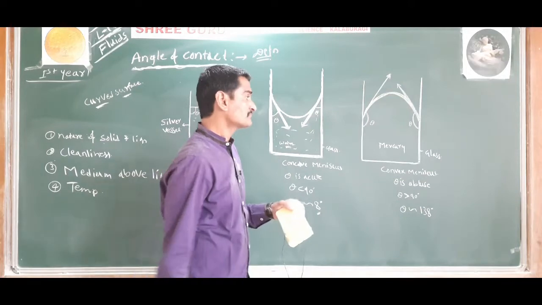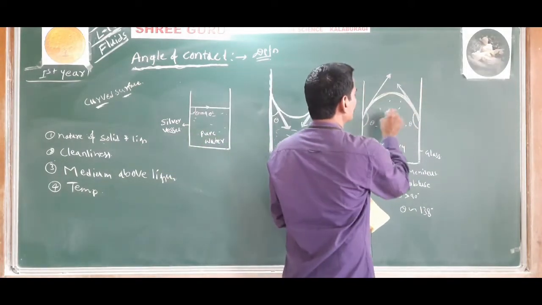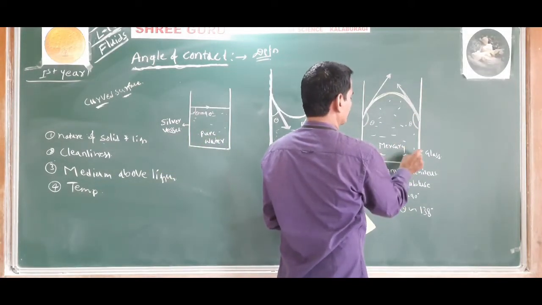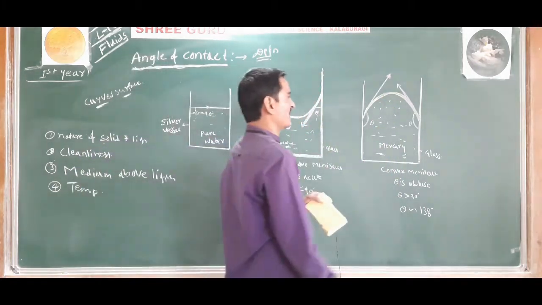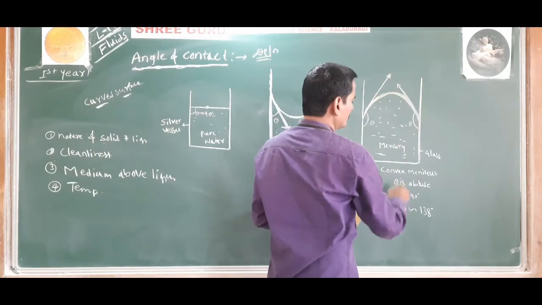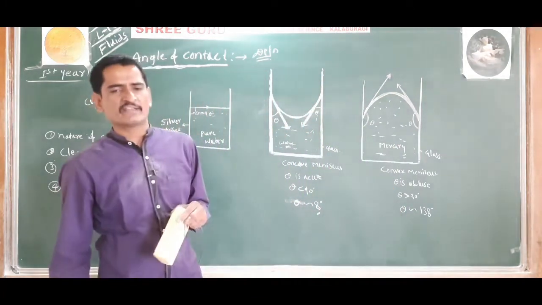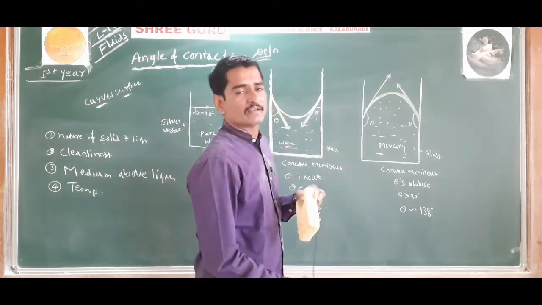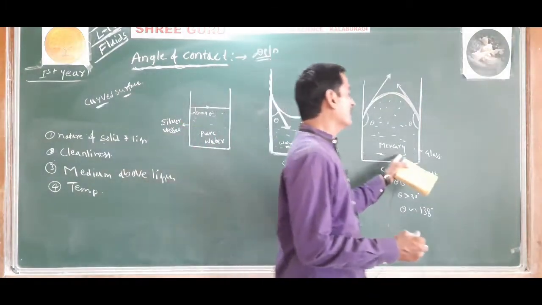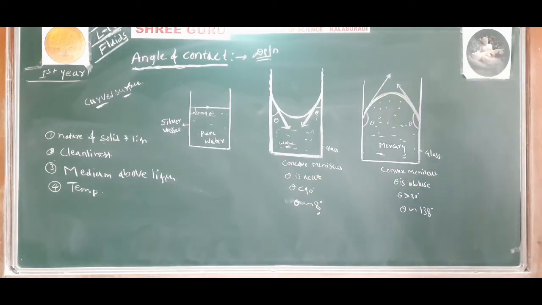Understood? So now, when mercury is brought in contact with the glass, the angle of contact will be an obtuse angle, that is, greater than 90 degrees, because mercury does not wet the glass surface.